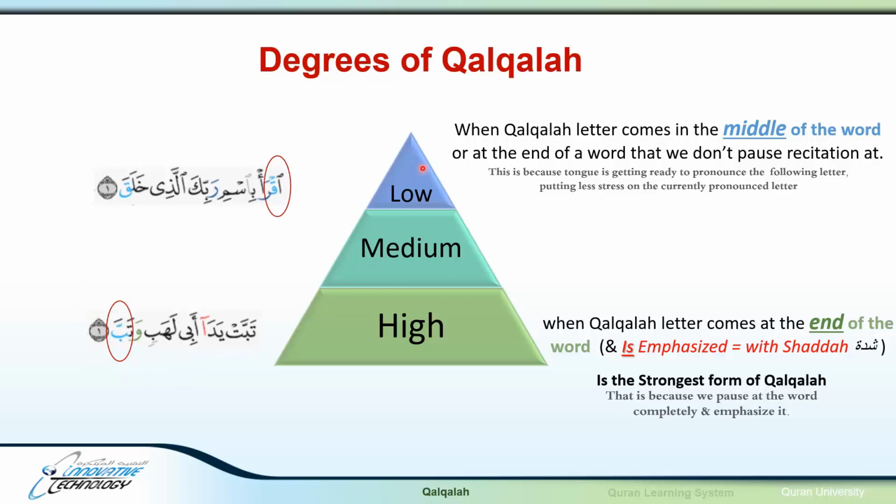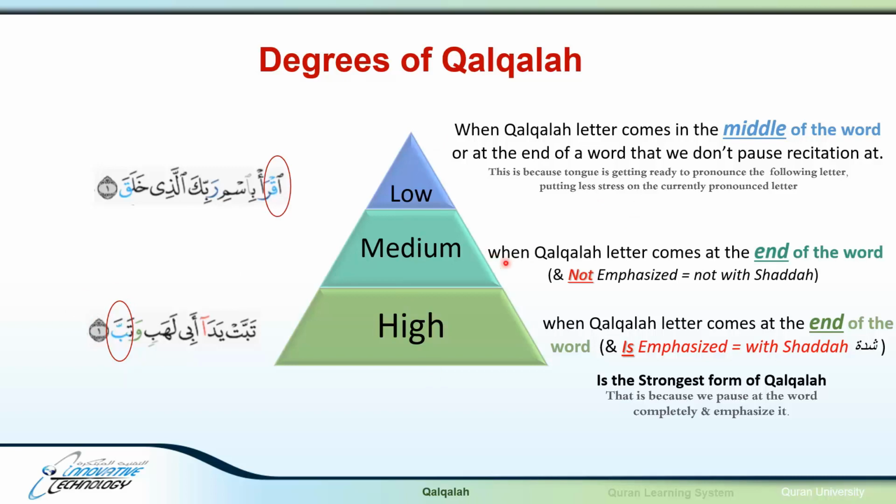Now, in between the low and the high, we have the medium, when a Qalqalah letter comes at the end, like this, but it's not emphasized, doesn't have a shadda, no stress sign. Khalaq. So khalaq is paused because it's at the end of the verse. But there's a difference between خلق and وتب. This one has a shadda. This one has a fatha without a shadda.